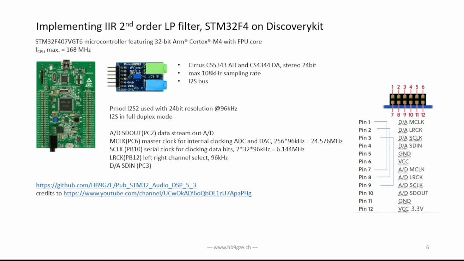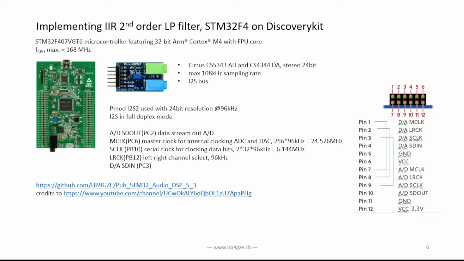All right, and that's my implementation of a second order low pass and actually also a high pass filter. I'm using an STM32F4 discovery kit. That's an STM32F407 with a 168 megahertz core speed CPU clock. And this microcontroller has an analog digital converter and a DA also on the chip. I think it is 16-bit maximum AD and the 12-bit DA, but I'm not using it.